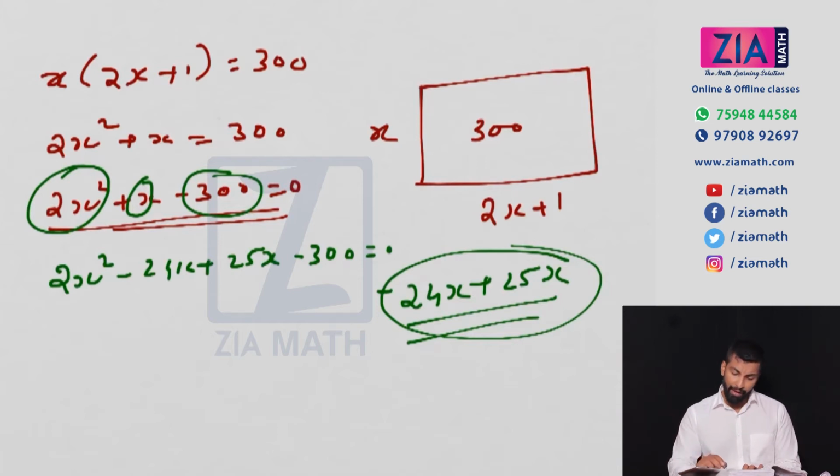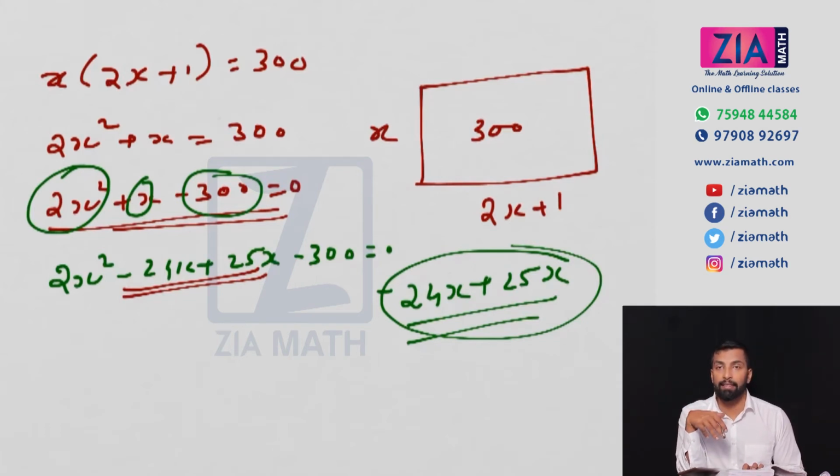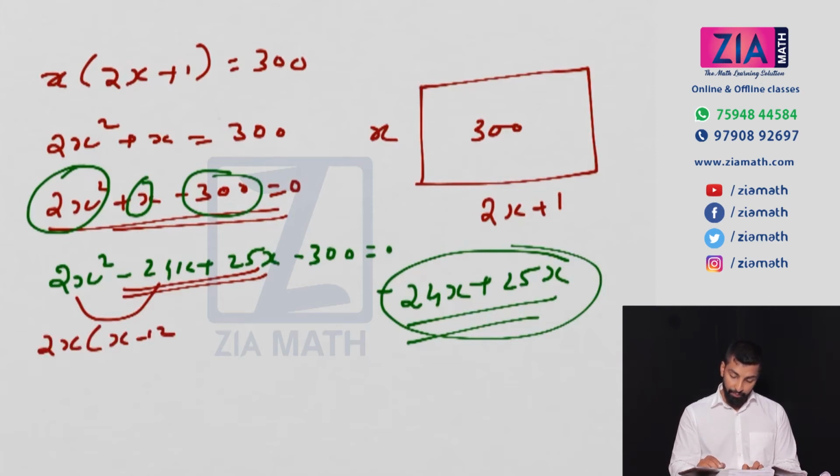You may face some difficulty in splitting this middle term, but we have a very easy method coming, which I'll be discussing shortly. But here, just to make you understand, since we already discussed this concept and the problem, I am just discussing it here. So you can take 2x out here, then x minus 12, plus you can take 25 out, then again x minus 12 is equal to 0.